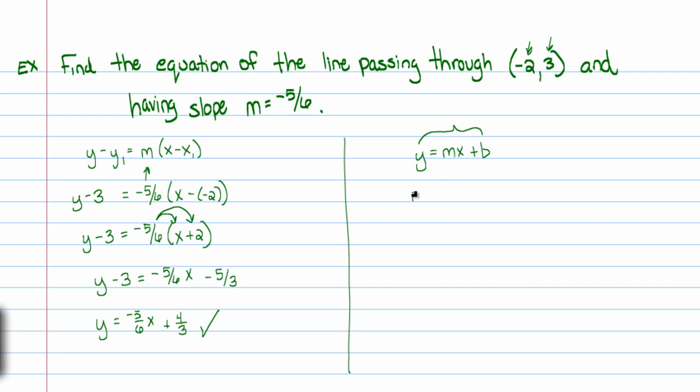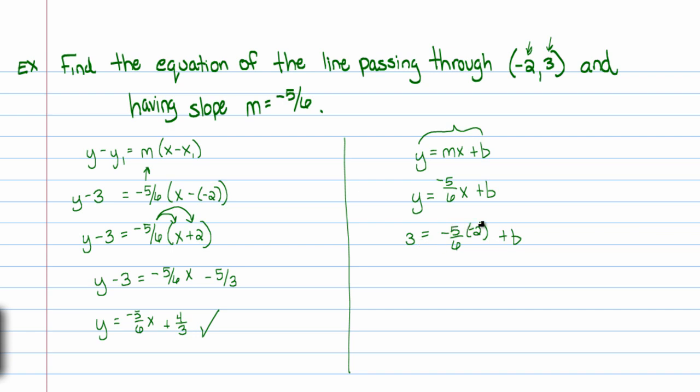So let's go ahead and do this one. Y is equal to, well, the slope here is a negative 5/6. But they didn't give me b. They didn't give me the y-intercept. That's okay, because they gave me a point that exists on the graph of this equation. So in other words, that point will solve this equation. So when x is a negative 2, y is going to be 3.